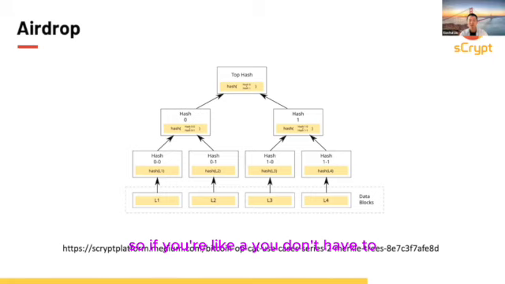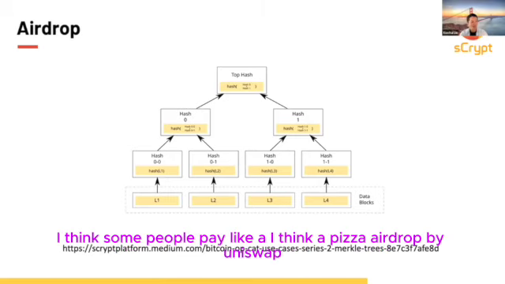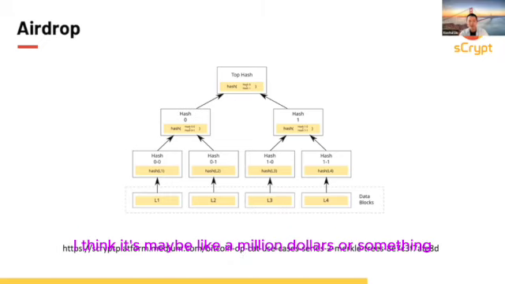So if you're like a Leonidas, and you want to airdrop some dog tokens to your community, you don't have to pay massive fees. I think the pizza airdrop by Unisat paid something close to $1 million of fees. So right now, instead of paying $1 million, you pay maybe $10 or $100, and everybody who wants to claim comes to this contract to claim their tokens or Bitcoin or whatever. So definitely, if you're interested, I think this is very useful for all the tools.